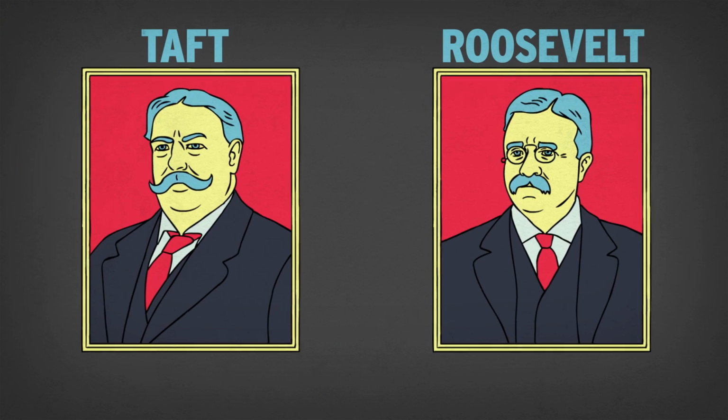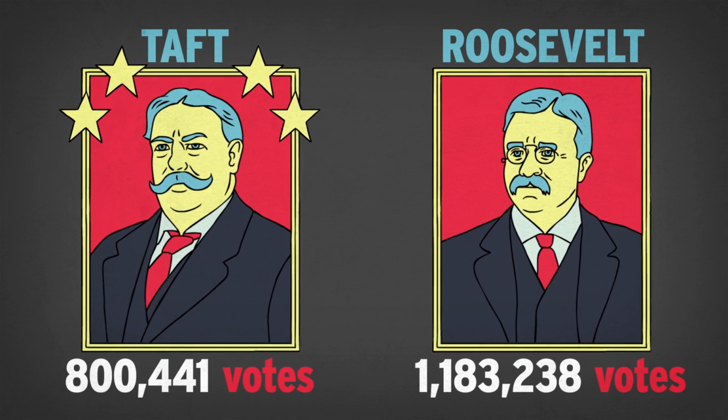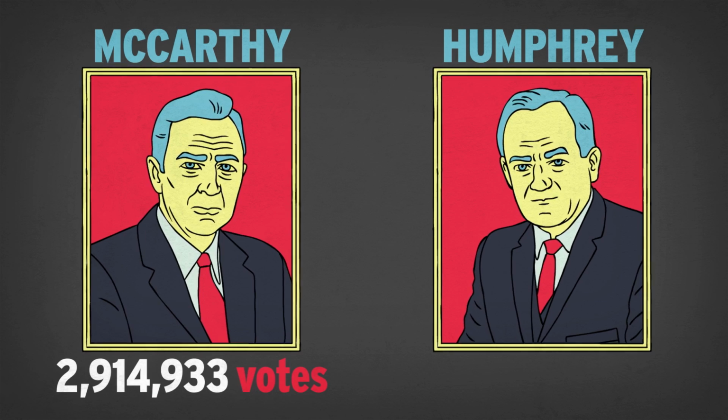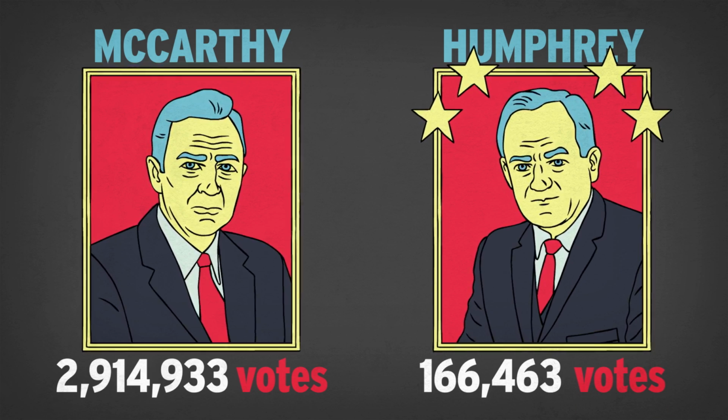No better example of this exists than the 1912 election, when the Republican nomination went to William Taft, even though Teddy Roosevelt won the popular vote. People didn't start to get really upset about it until 1968. They'd rallied behind anti-war Senator Eugene McCarthy, but Vice President Hubert Humphrey ended up with the nomination. The thing was, Humphrey hadn't actually campaigned in any of the primaries.